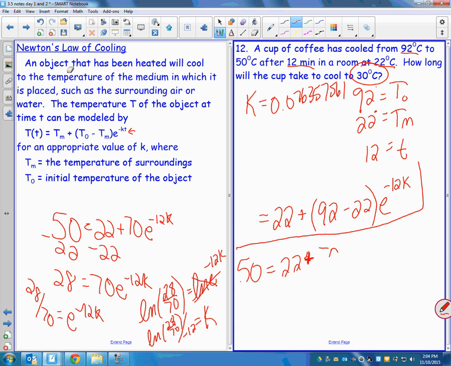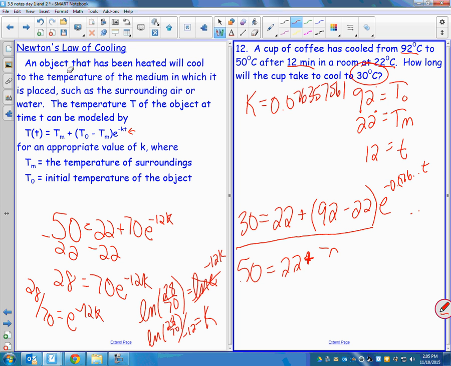I need to change that 50 to 30, and I know what k is, right? So I know that this is negative 0.076, dot, dot, dot, and I'll actually plug it all in when I type it in my calculator. So that was just solving for the constant. Now we're trying to find how long, which means now we're trying to find t.